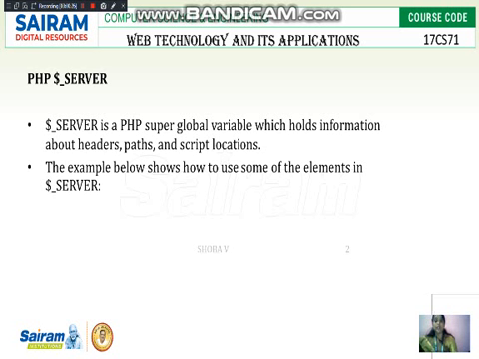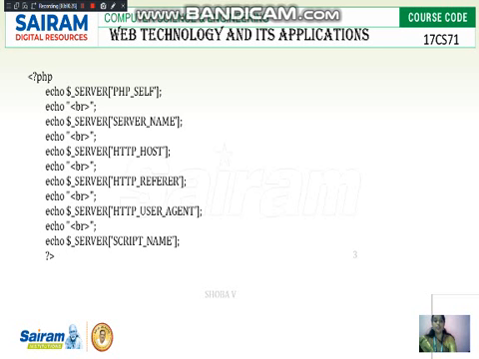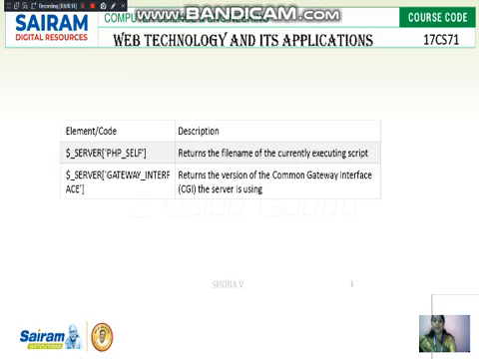The example below shows how to use some of the elements in $_SERVER, inside the PHP delimiters. We have used PHP_SELF, SERVER_NAME, HTTP_HOST, HTTP_REFERER, and SCRIPT_NAME. So these are the names we are using in the server array concept. The referrer gives the complete information of the URL, and we'll see them one by one. PHP_SELF returns the file name of the currently executing script.